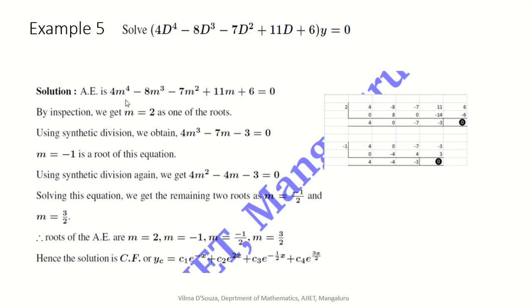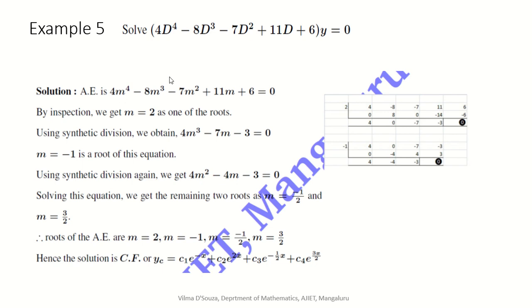Put m equal to 1. So 4 minus 8 minus 7 plus 11 plus 6. So minus 15, 4 plus 6 equal to 0? That is not equal to 0, not satisfied. Put m equal to 2. 4 into 2 power 4 minus 8 into 2 cube minus 7 into 2 square plus 11 into 2 plus 6 is equal to 0.